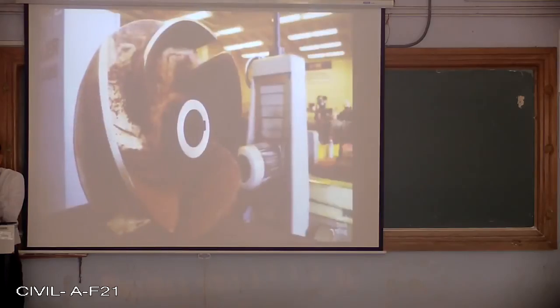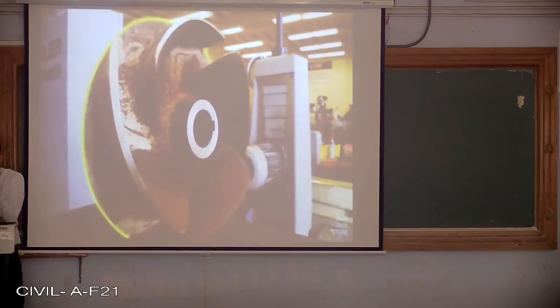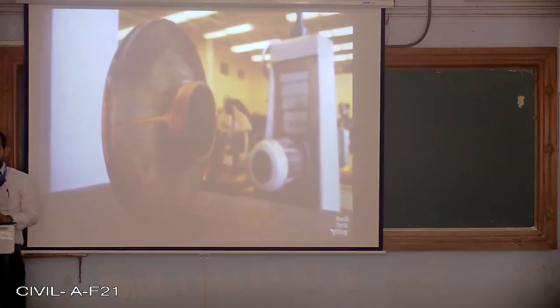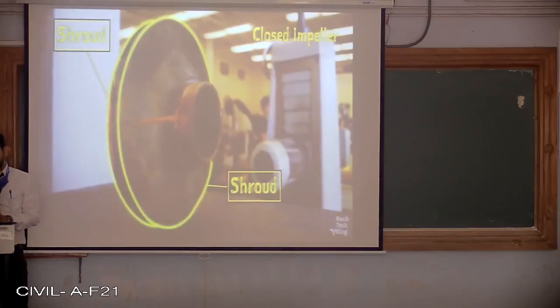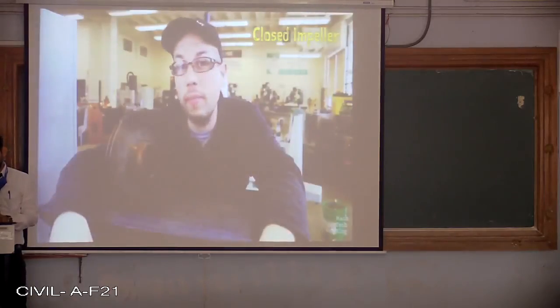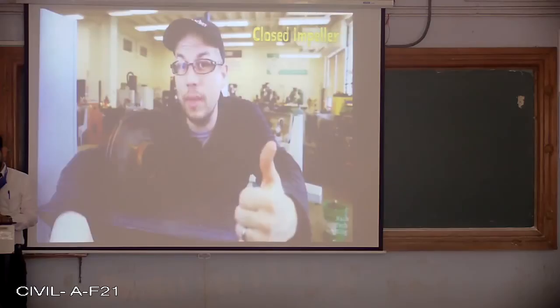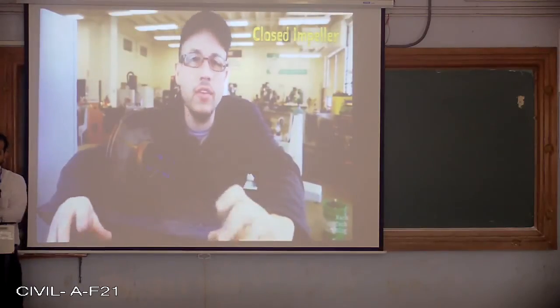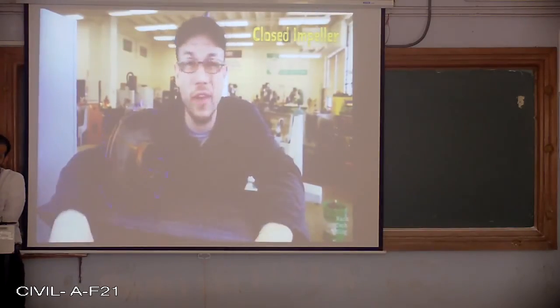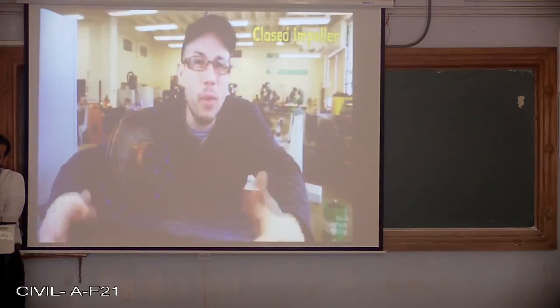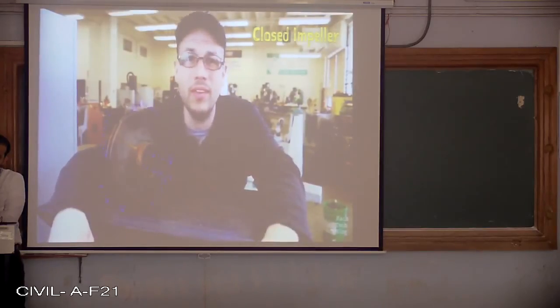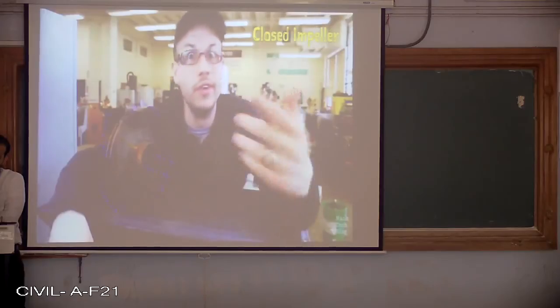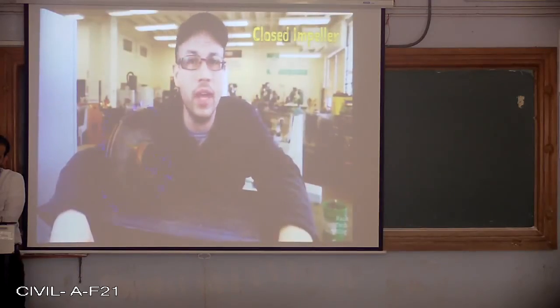If the vanes are mounted on a backing plate called a shroud, then the impeller is a semi-closed impeller. And if the vanes are sandwiched between 2 shrouds, then it's a closed impeller. Closed impellers are more efficient than either semi-closed or open impellers because the fluid is directed through very well-defined pathways. That means that more of the fluid is pumped out into the system and less of it is just recirculated around and around and around inside of the pump.